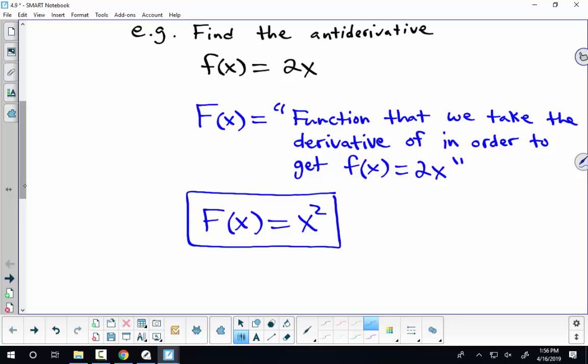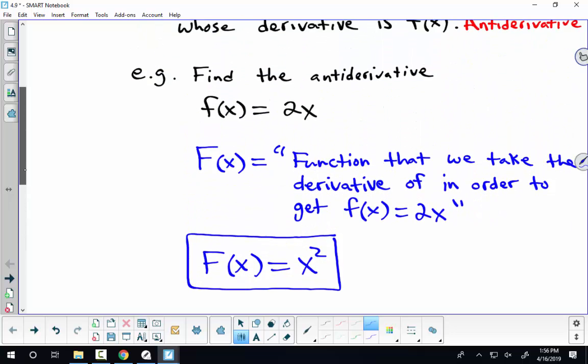So notice we're still thinking about derivatives, but we're just thinking about what do I start with in order to get that derivative, as opposed to just taking a derivative. Aren't there multiple answers for something? Yeah, there are multiple answers.